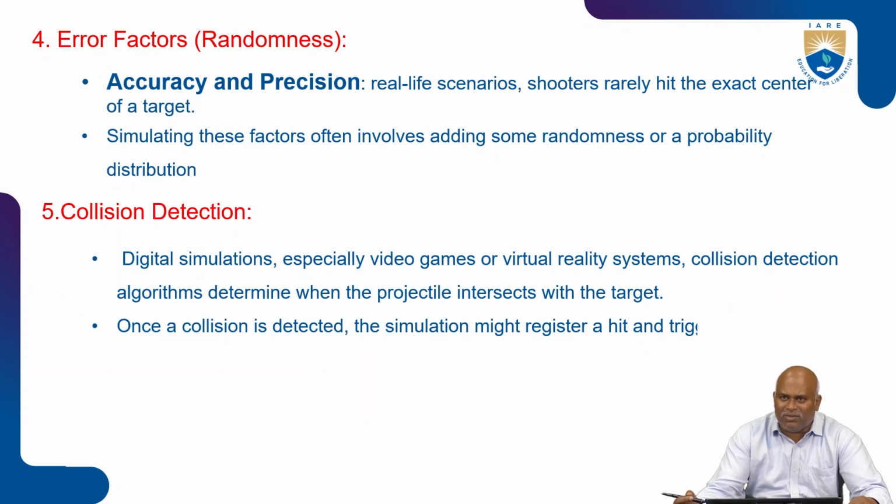In a real scenario, the shooter rarely hits the exact center of the target, so to simulate the inaccuracy involved, we add some randomness or probability distribution. Next is collision detection. Sometimes a number of targets are in the same place, and at that time there will be a collision when hitting the target. In digital simulation, especially video games or virtual reality systems, a collision detection algorithm determines whether the projectile interacts with the target. Once the collision is detected, the simulation might register a hit on the target or trigger some event.